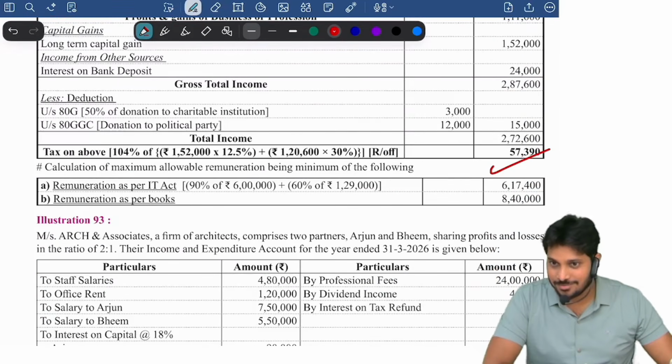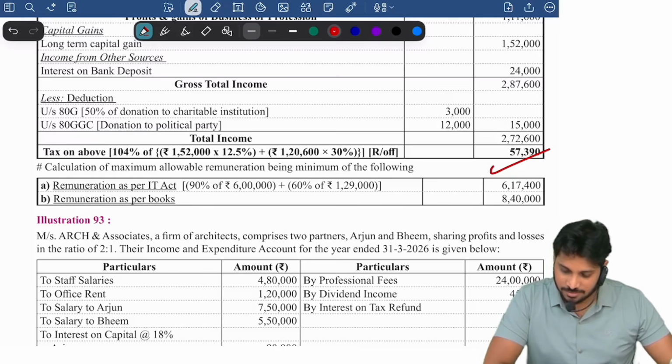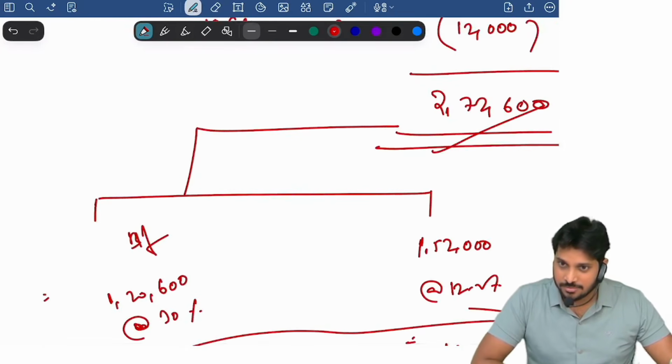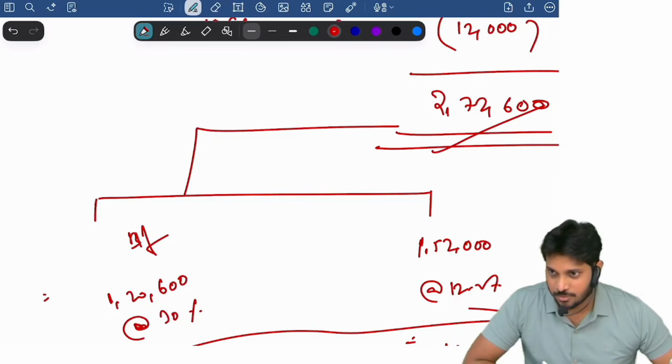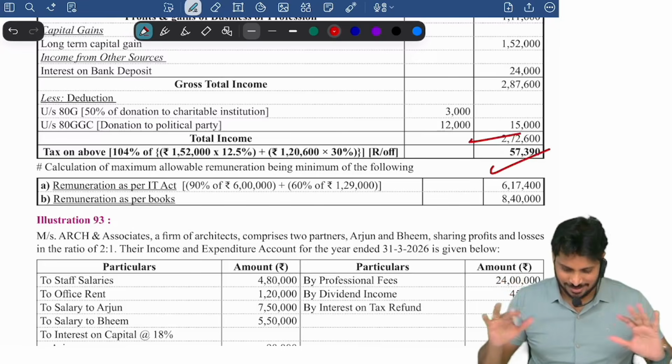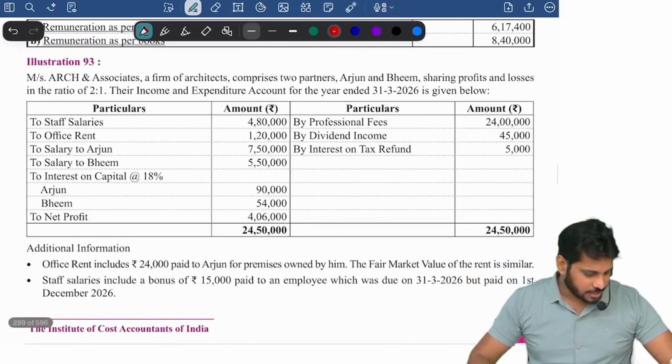Perfect. 57,390 nearest. Yes or no? Total income 2,72,600. You see? Clear? You understood? That's it. Then illustration number 93.